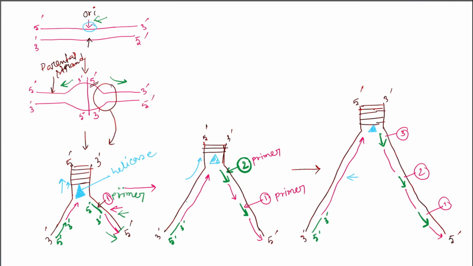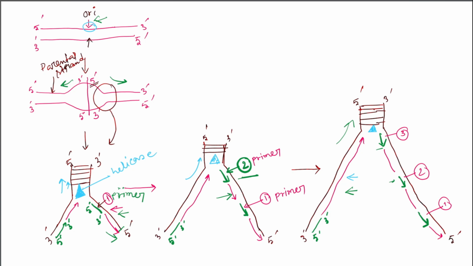Next, helicase continuously unwinds, and as replication proceeds, another primase comes and synthesizes a primer. Then another fragment will be synthesized on the lagging strand. So this is the second primer. In the same way, as replication proceeds further, the leading strand is synthesized continuously, and the lagging strand makes small fragments like this. This way the lagging strand is synthesized.